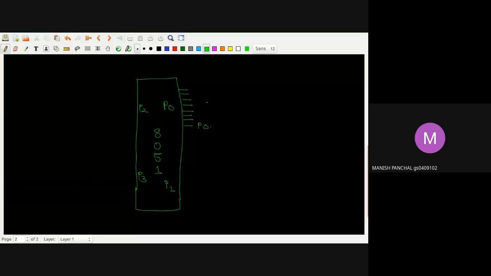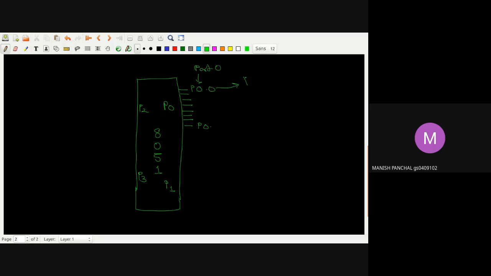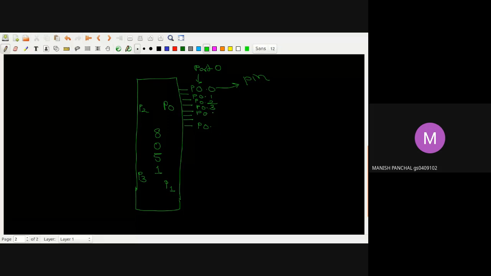So for example, if I'm saying this is P0.0, what do you mean by this? This has port 0, and this is the pin. So this is port 0, pin 0. Like in this manner, this is P0.2, this is P0.3, P0.4, and like this, it will go till P0.7. So this is called port 0.